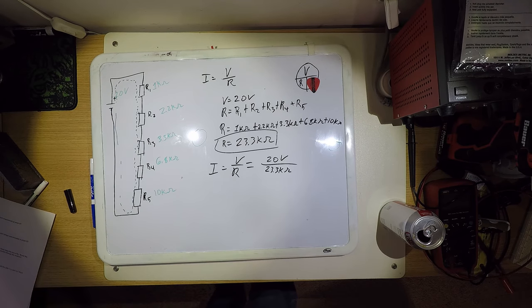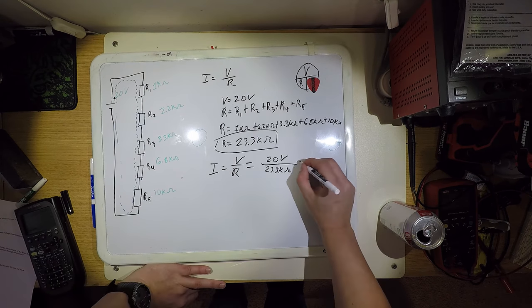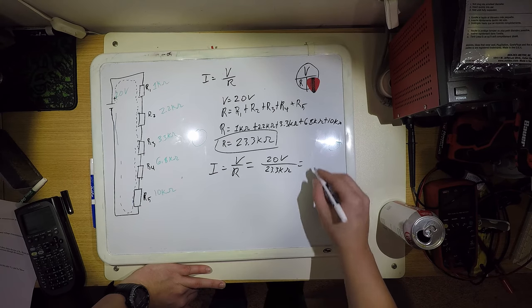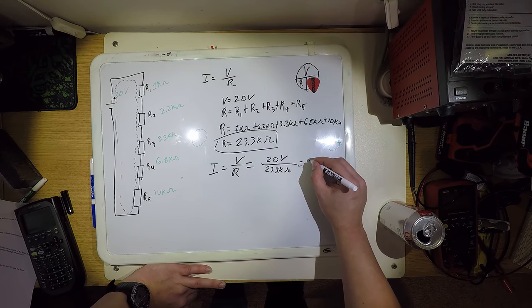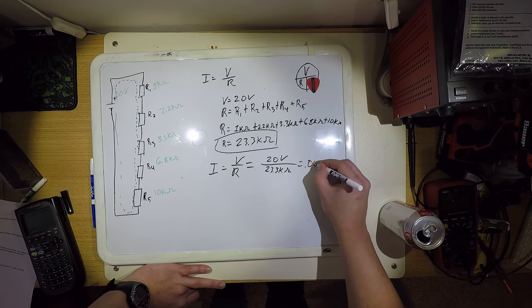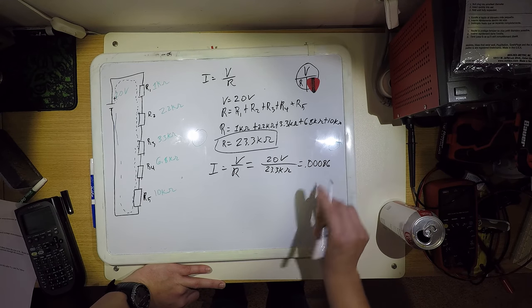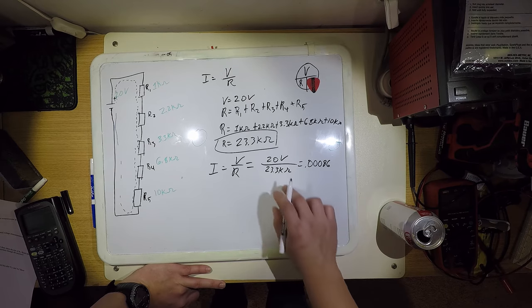And this would be 20 divided by 23.3 times 10 to the power of 3. That is equal to somewhere in the order of, let's just say we have two sig figs in this one, 860 microamps. Or, how do I write this down? We have 0.00086 volts over ohms.